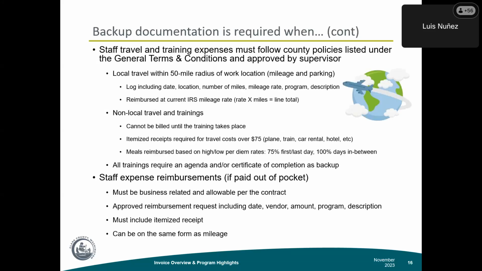So backup documentation is required for staff travel and training expenses, and those costs should follow the county policies listed in the general terms and conditions, and they need to be approved by a supervisor. For any local travel within a 50-mile radius of the work location, you need to include a log with the date, location, number of miles, mileage rate, program, and the description of that cost. And these are reimbursed at the current IRS mileage rate.